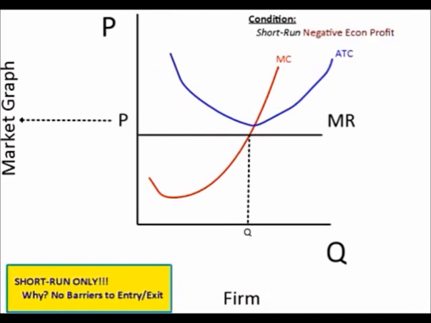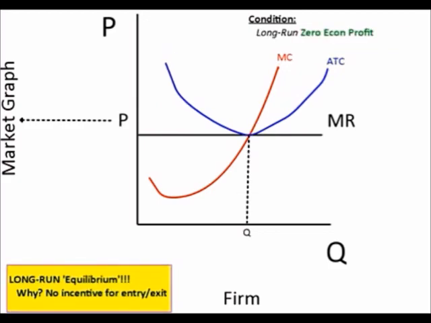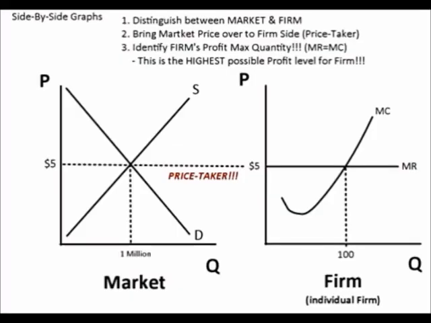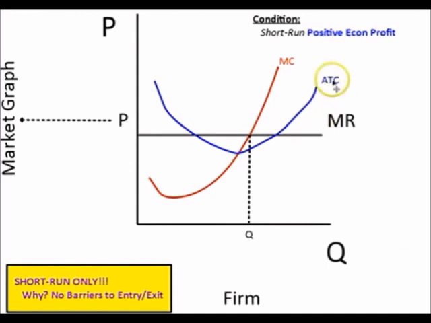So 1, 2, 3. The location of the ATC is what's important in this analysis. The average total cost, the ATC, is going to represent for us their average cost of producing. You'll notice here the market graph is off the screen. I didn't draw it on here, so we're just going to look at the firm side on this analysis. But we know the market graph is out there on the left.